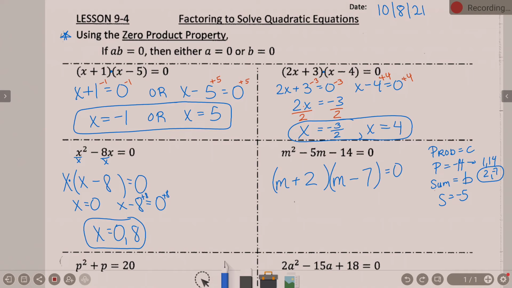So, take each part and set it equal to 0. So m plus 2 equals 0. And m minus 7 equals 0. Subtract 2 on both sides, and it's going to be negative 2. Okay. If it's m plus 2, we're going to subtract 2. So m equals negative 2.